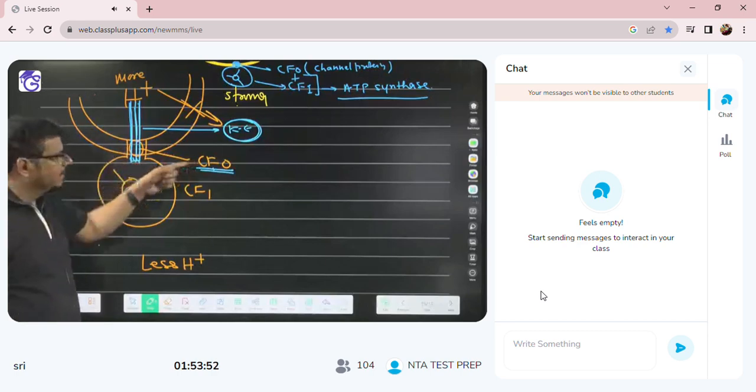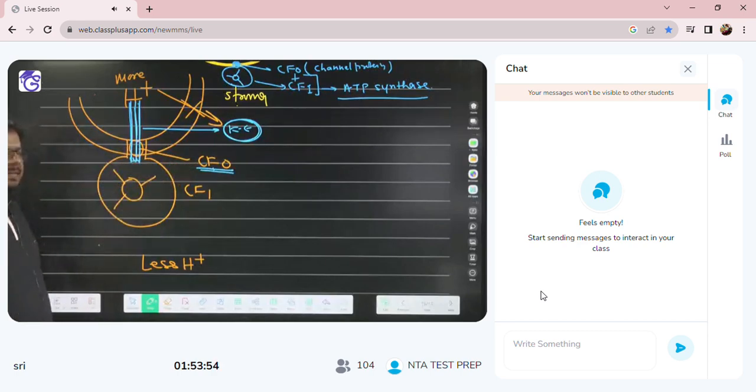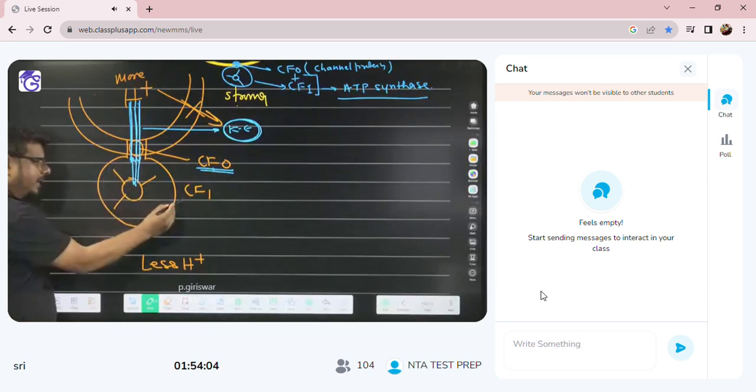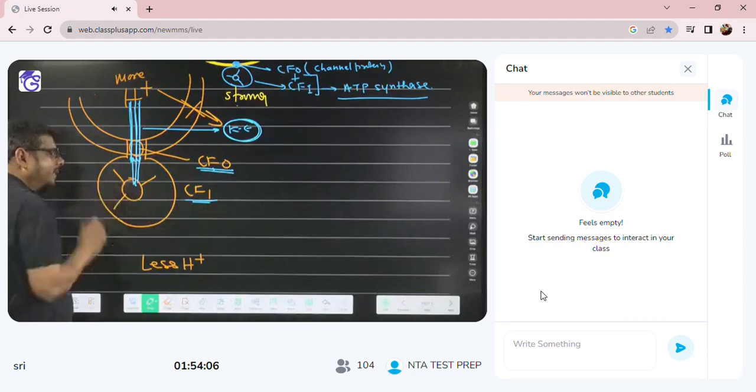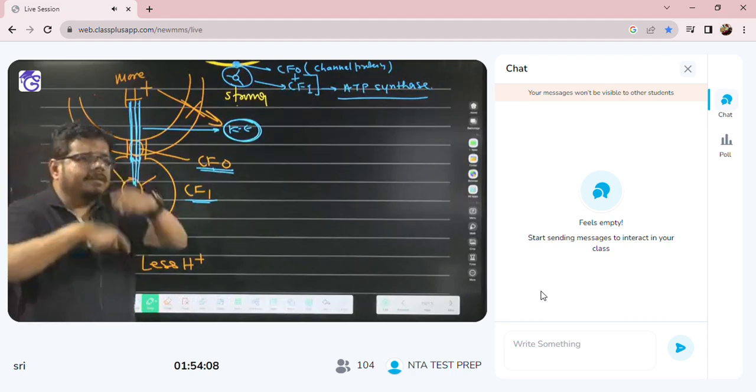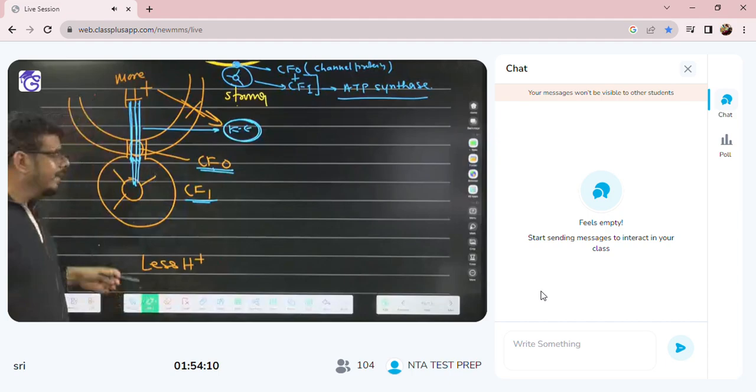Facilitated diffusion will occur here. Are you understanding the idea or not? High to low with the protein. Now this proton comes and hits this part of CF1. Who is going to rotate? CF1. It is like a fan blade.